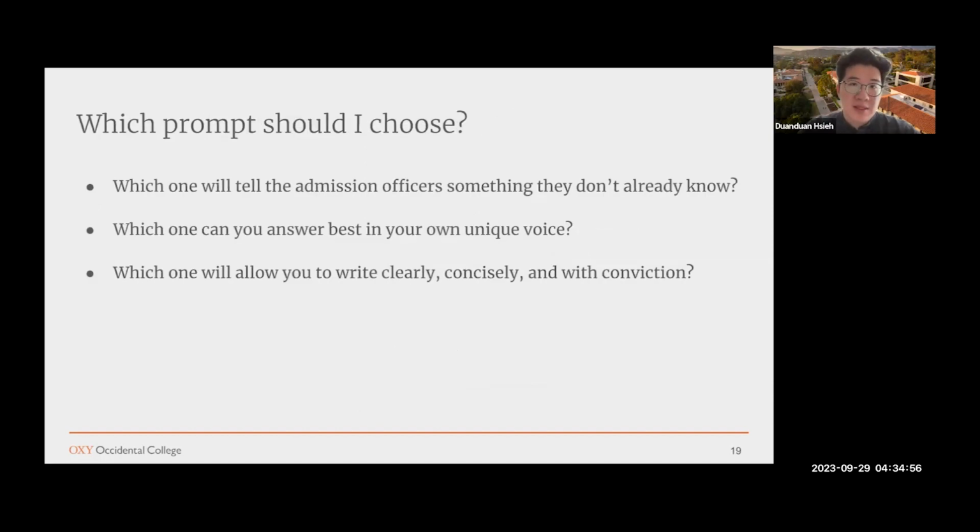How do you choose a prompt? A good guiding way to figure out what prompt you want to choose is, the first one is, which one would tell the admission officer something they don't already know? So is there a prompt out there that you haven't written about in the supplemental essays or you haven't talked about in your extracurriculars?